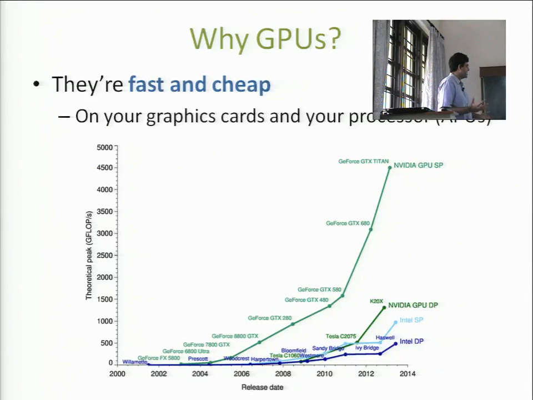Before we start, you may be wondering why people are even interested in GPUs. Well, it turns out that they're really fast and cheap. They're orders of magnitude faster than CPUs. As you can see, current generation GPUs are at about 4.5 teraflops, and they're really cheap because the gaming industry is so huge.